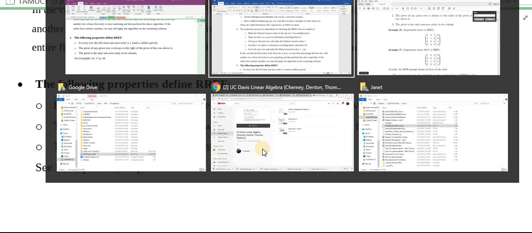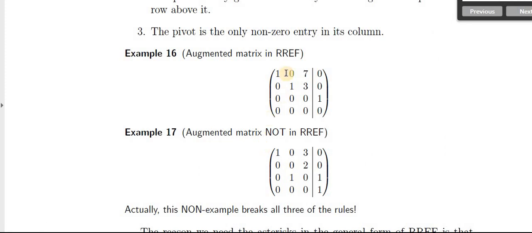We can see a couple of examples here in the text. This is in reduced row echelon form. This is a pivot, and all other entries in that column are 0. The next pivot is to the right, and all other entries in that column are 0. The next pivot is over here. These are not pivots, but that's okay, because still the first non-zero entry in this row is 1, and all other entries in that column are equal to 0. So this is in reduced row echelon form.